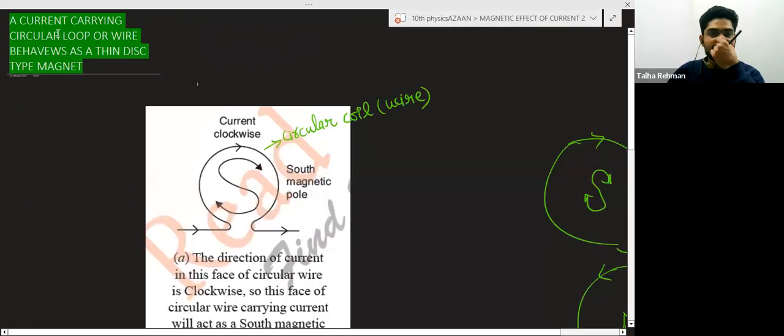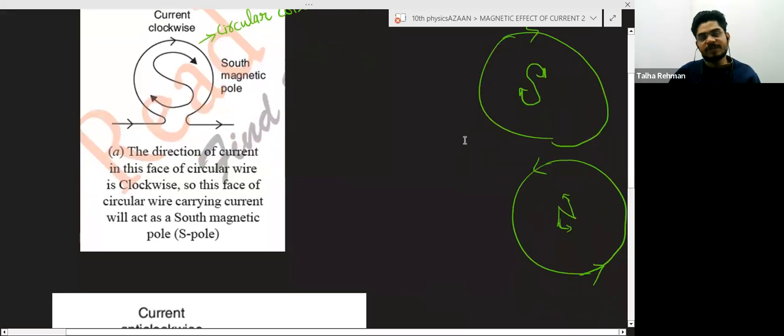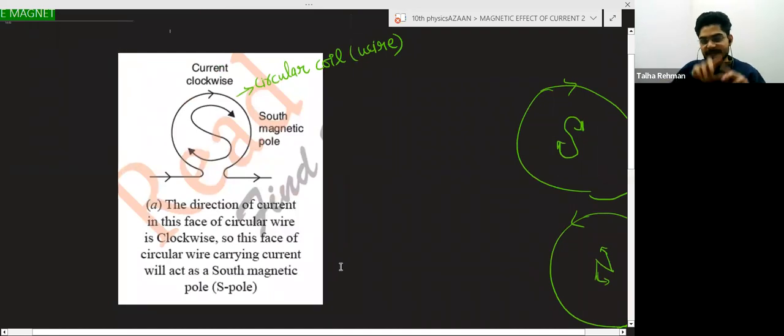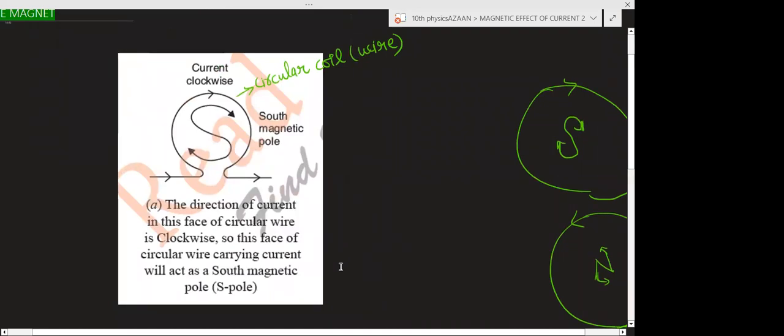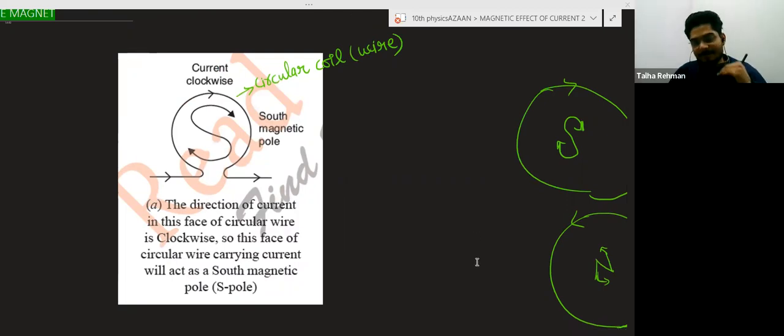Now after that, a current carrying circular loop or wire behaves as a thin disc type of magnet. For example, if we have a circular wire and the current is flowing in it, that circular wire will behave as a thin magnet. A magnet has two poles, south pole and north pole, so two poles will develop.